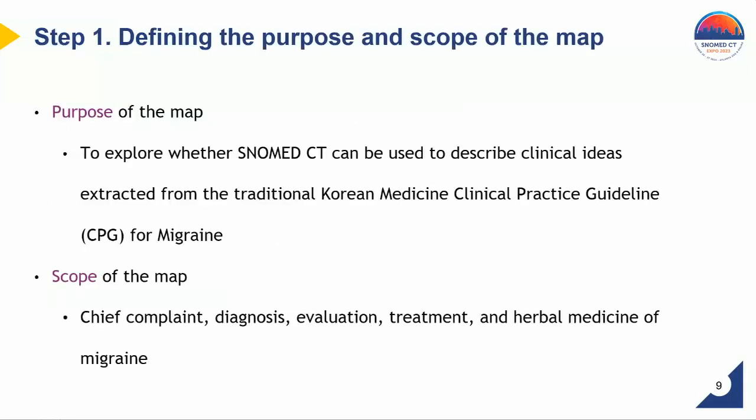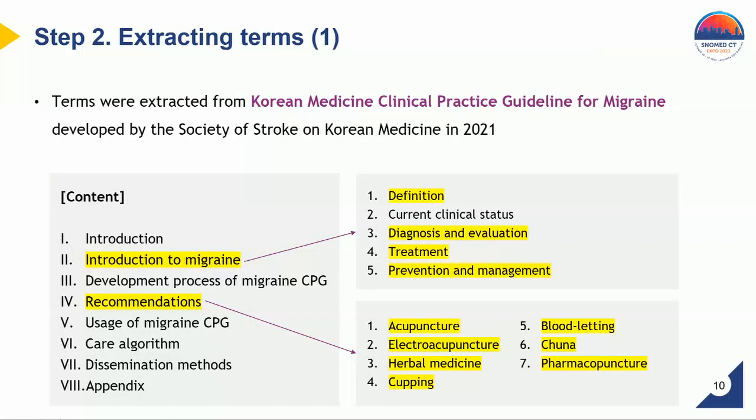Step 1, defining the purpose and scope of the map. In this research, the purpose of the map is to explore whether SNOMED CT can be used to describe clinical ideas extracted from the traditional Korean medicine clinical practice guideline for migraine. And the scope of the map would be chief complaint, diagnosis, evaluation, treatment, and herbal medicine of migraine. Step 2 is about extracting terms.